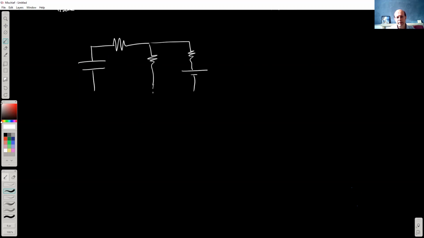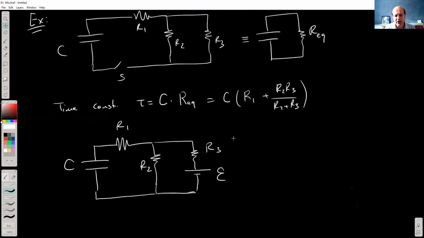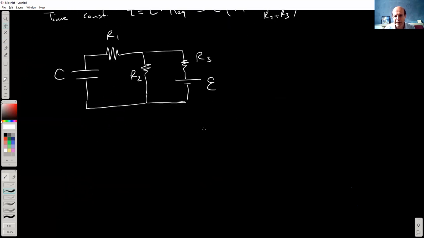Where we now have an EMF in here. Right? So I'm going to do it like that. And perhaps in here too, there can be some switch or whatever. Forget about the switch. Usually a switch is used to establish some initial conditions and initial time. So its existence is completely irrelevant. This is just like the previous question, except that now there's an EMF device in here.